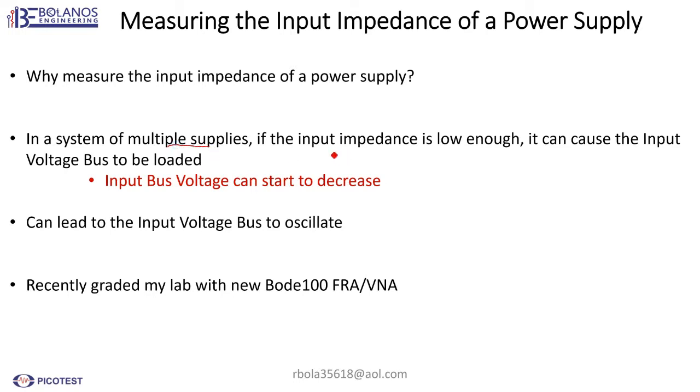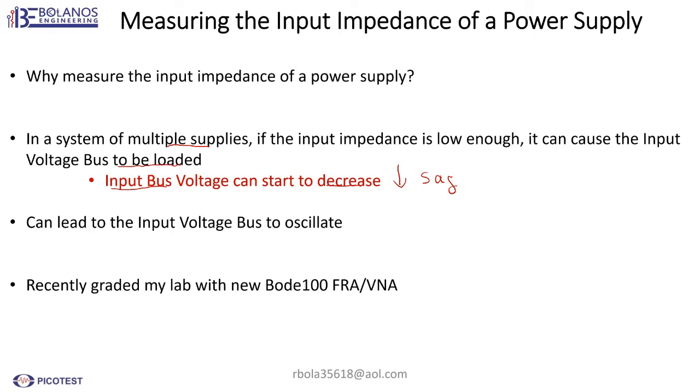If the input impedance of one or maybe several of your supplies is low enough, it can cause your voltage to be loaded. What does that mean? Well, your voltage at your input bus can start to decrease. It's going to start going down, or it can sag. Typically you don't want that. You want a good, stable bus supply that doesn't change. So that's one of the main reasons.